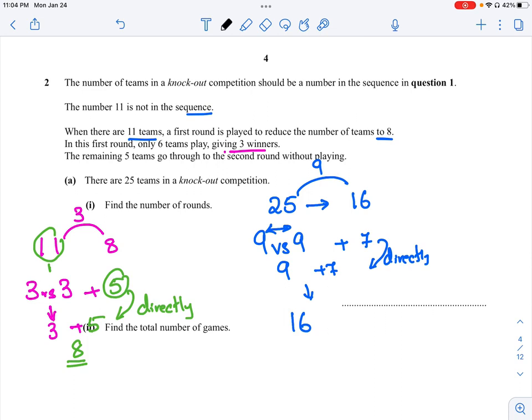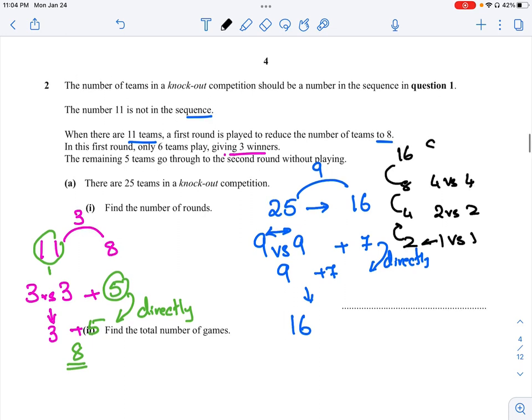So what should I do? If I have 2 teams, 1 versus 1, first round, then 2 becomes 4 for 2 versus 2, and 4 becomes 8 for 4 versus 4, and 8 teams become 16, which becomes 8 versus 8. So how many number of rounds are being required?